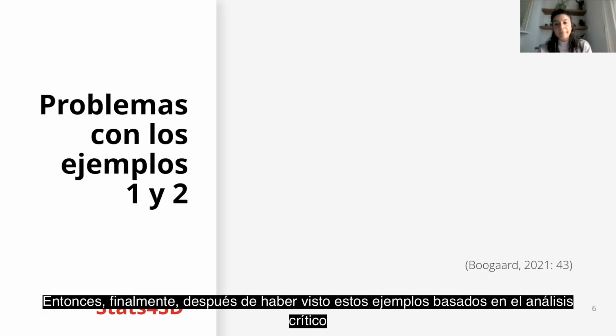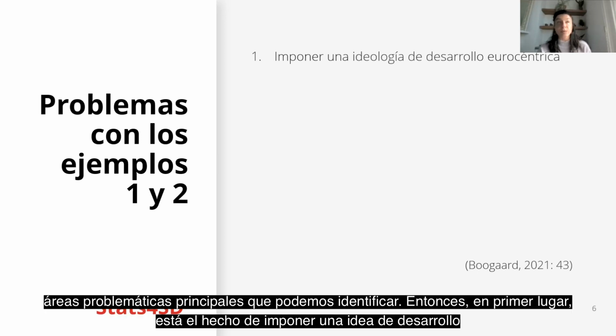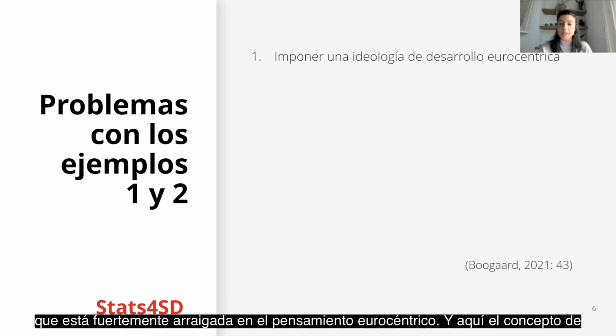So finally, after having looked at these examples, based on the critical analysis that was conducted for the development project in Mozambique, there can be 5 main problematic areas that we can identify. So firstly, there is the fact of imposing an idea of development that is strongly rooted within Eurocentric thinking.